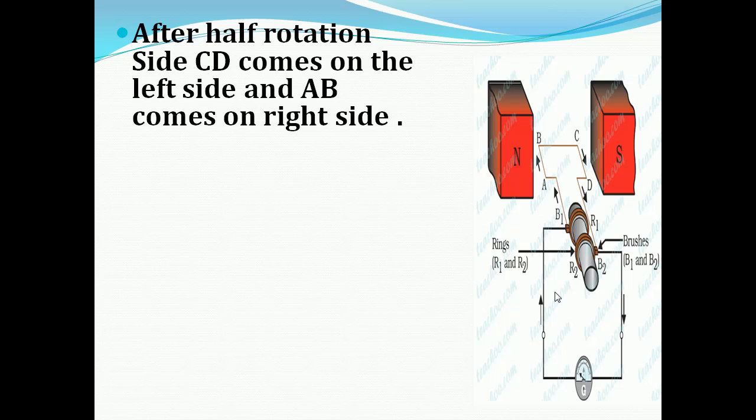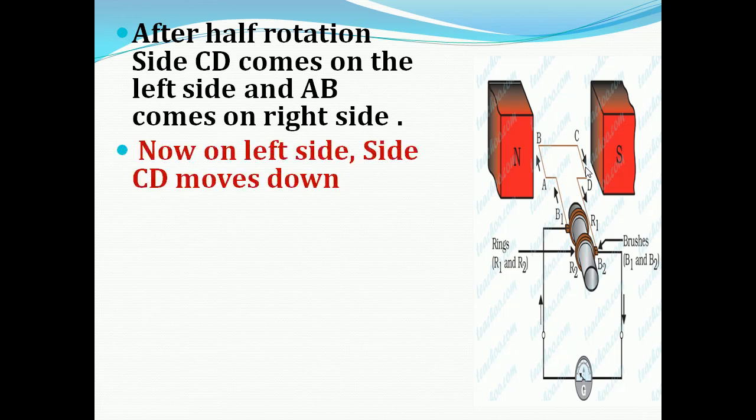Now after half rotation, the side CD comes to the left side and AB comes to the right side. On the left side, CD moves downward, same as before, but the sides have changed.